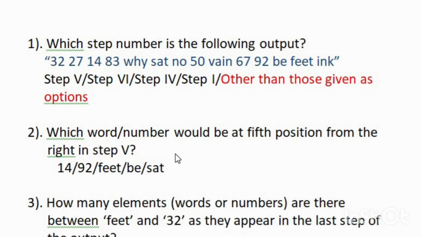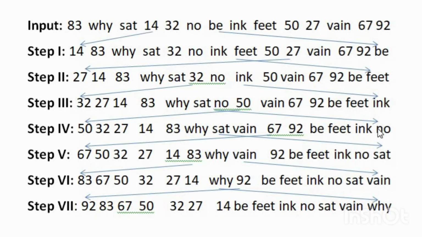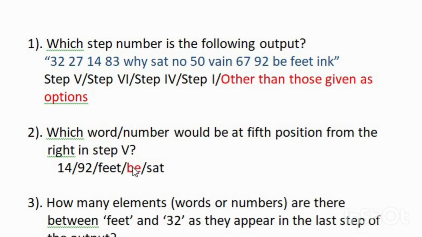Now going to the second question, which word or number would be at 5th position from the right in step 5? So in step number 5, which element would be at the 5th position from the right? 1, 2, 3, 4, 5. B is the element or word. So fourth option is the answer. B is the word which is at 5th position from the right in step number 5.